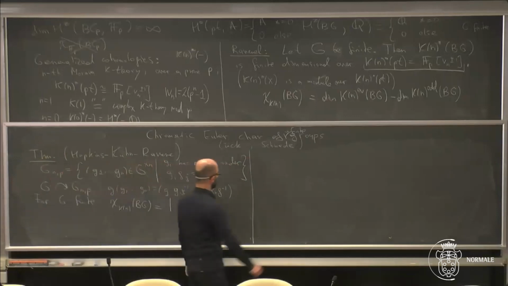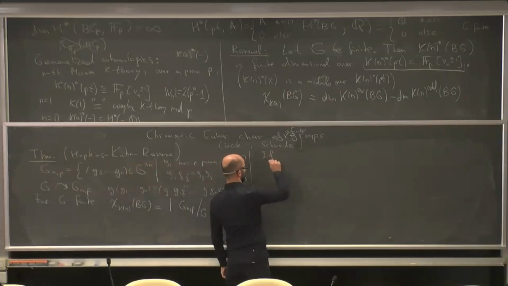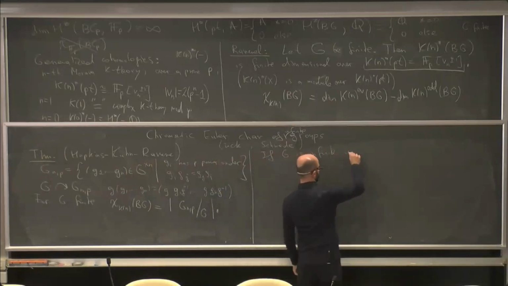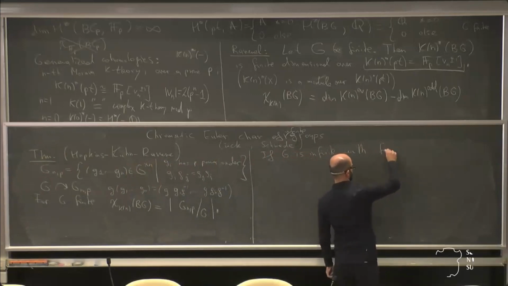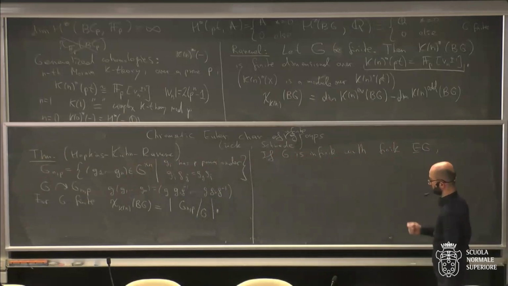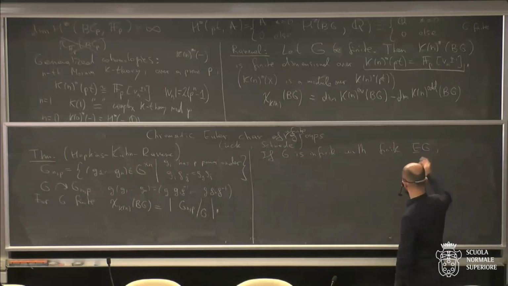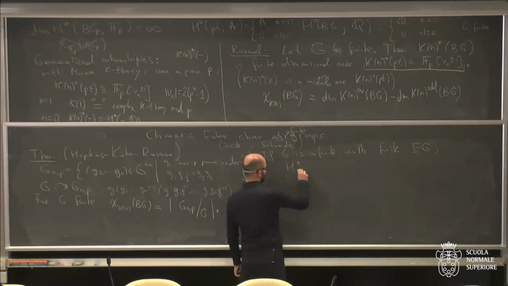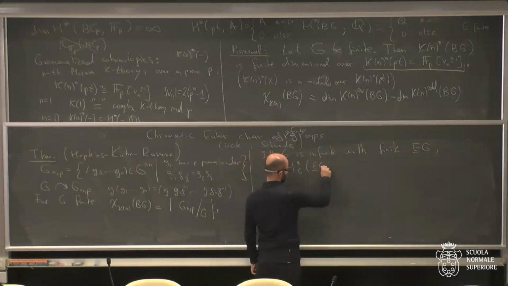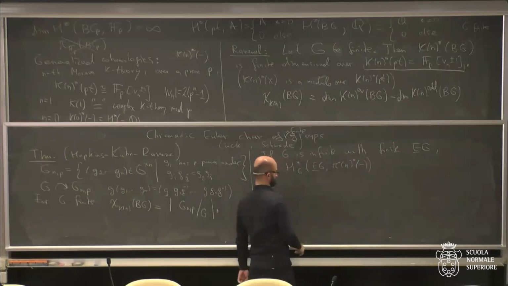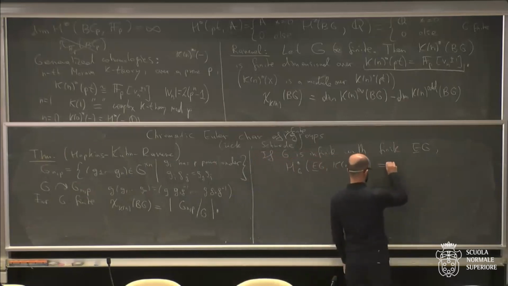So the first observation is that if G is a group with finite E under bar G, well, not necessarily infinite, then there is a spectral sequence which looks like this. It doesn't really matter if you want to understand what this E2 term is, but I just draw it to tell you something as a consequence.